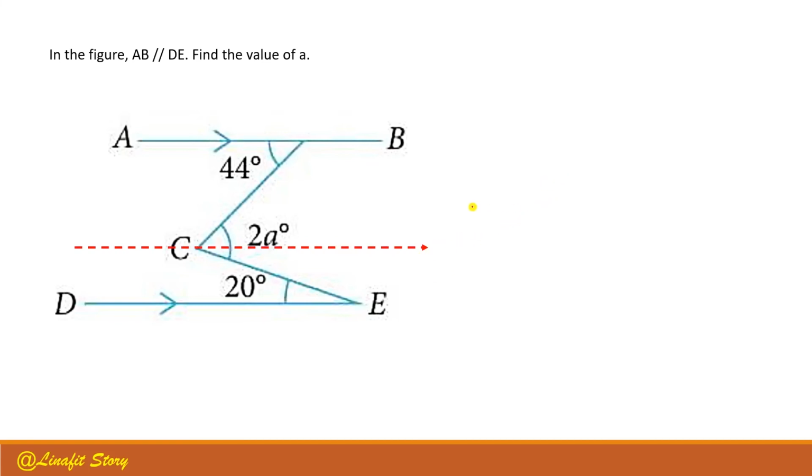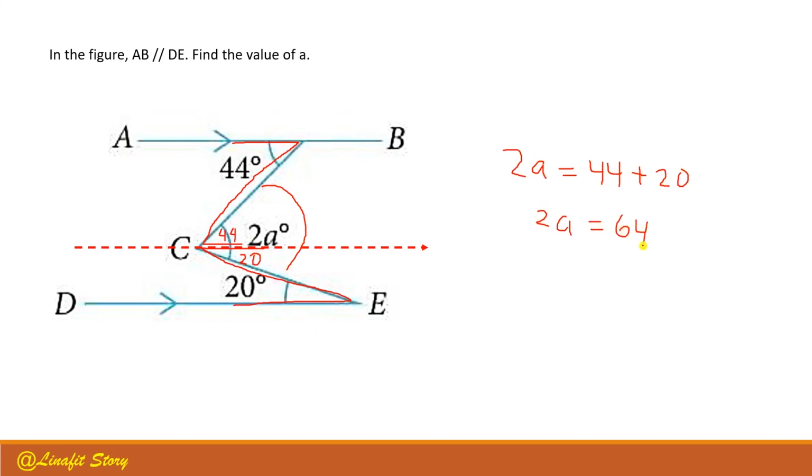So here, we can see that there is a Z shape. Z shapes are equal. There is 44, this is also 44. Another Z shape, this is 20 degrees, so this is also 20 degrees. So 2a is equal to 44 plus 20. 2a is equal to 64. So a is equal to 64 divided by 2, which is 32 degrees.